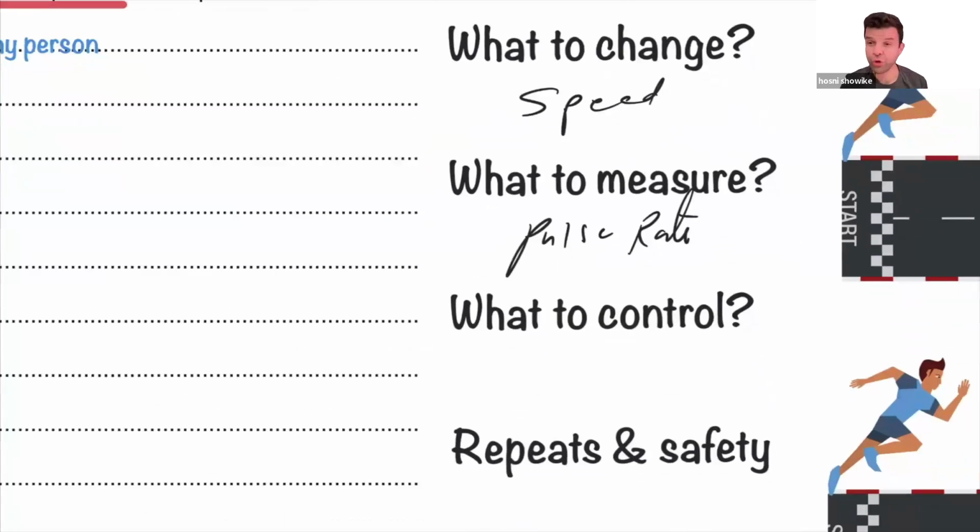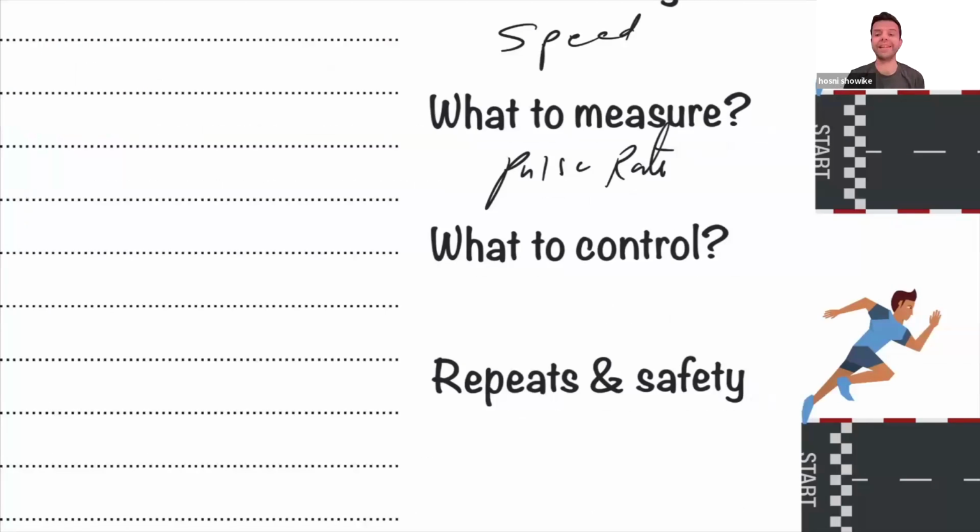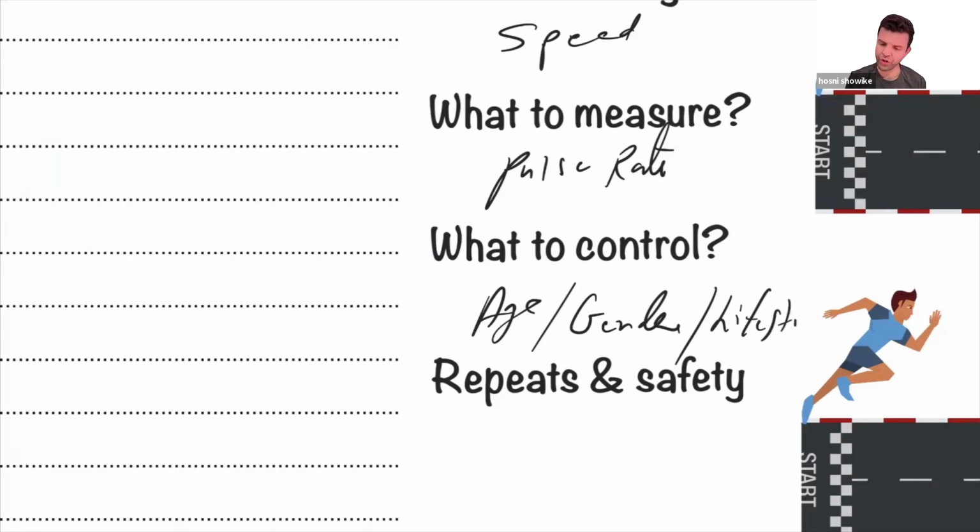What am I going to control? I can control things related to the athlete, right? Maybe the age, their gender, their lifestyle, right? Smokers, non-smokers. And I have to repeat. I repeat usually 5 times. And any safety. Here it could be wise to make sure that whoever is participating is not having heart problems, right? If he has a heart problem and I make him run, he might be in trouble, right? So any safety related to heart disease or something, okay?